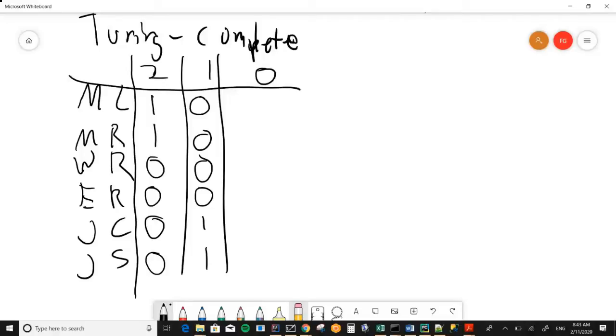And then I'll notice that every instruction is in pairs. And so I'll use this lowest order bit to determine which instruction in the pair I'm using. So if I'm going to move left, that would be a 1 here. Moving right would be a 0. If I am writing, that would be a 1. Erasing will be a 0. Jump on a clear will be a 1. Jump on a set would be a 0. Okay?